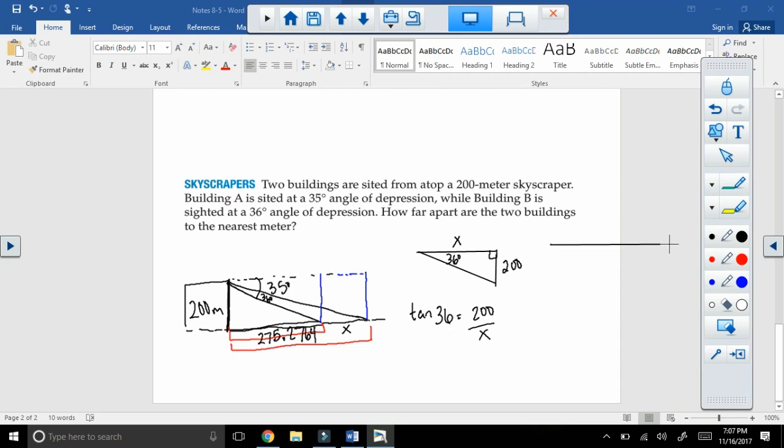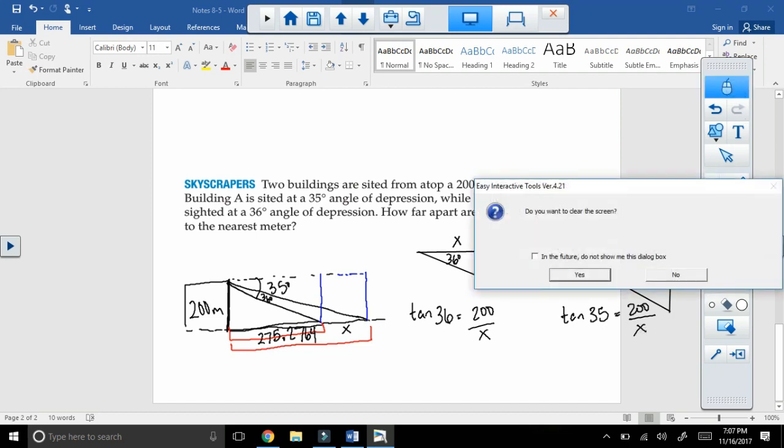For the next triangle, for that bigger one, and it's actually not a bigger angle, but I guess I should say farther away from there. This is 35 degrees. This is still 200 meters. And this distance, the farther away one, would be what we're trying to find. So I'd set this up. Tangent of 35 equals 200 over x.